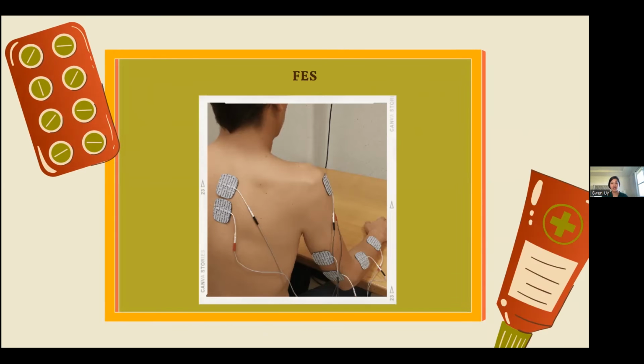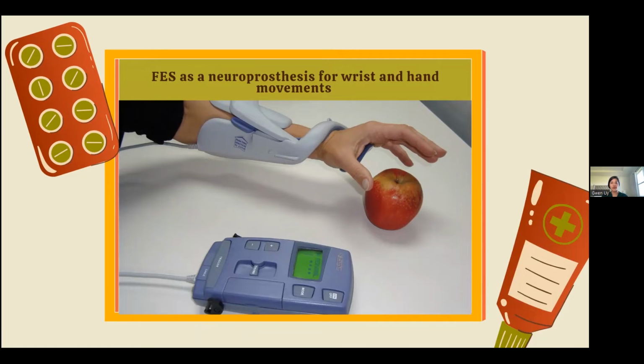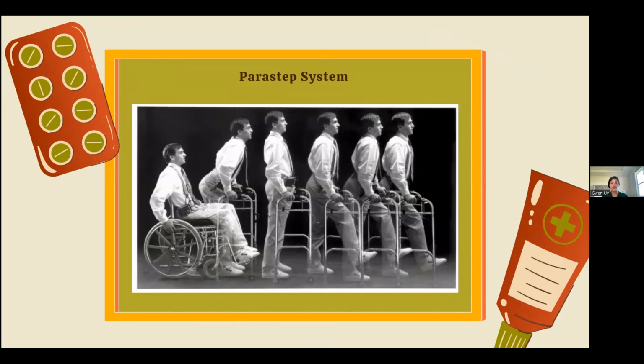So this is a picture of an FES we usually see in the clinic. The electrodes are placed on the muscle bellies of these patients. This is an example of a neuroprosthesis worn on the wrist and hand. The patient is wearing this FES as he grips and releases an object. And this is an example of a Parastep system, where the patient wears the FES on the trunk as an aid for the patient to stand using the mobile walker.